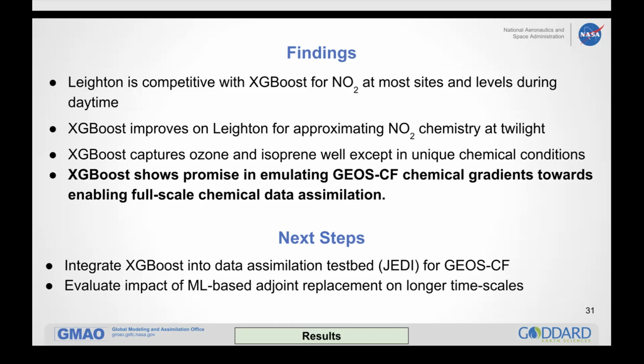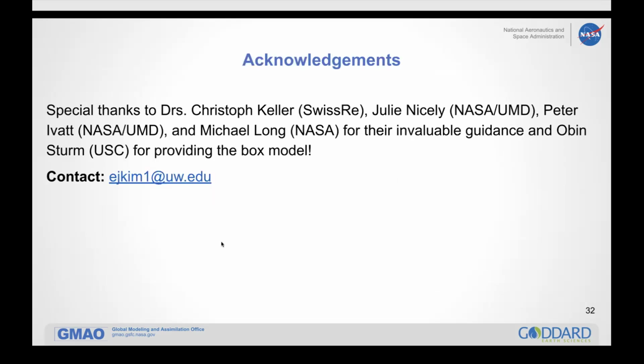And I think the two big next steps to evaluate whether this method could work in a real scenario are trying to integrate XGBoost into the data assimilation testbed JEDI that NASA has been working on for GEOS-CF, and also to evaluate the impact of approximating the adjoint on longer timescales beyond just the one time step shown here. We've found that integrating this XGBoost model into JEDI would require a lot of coding legwork, so we haven't been able to do that quite yet. But I think those are the big next steps. And that was it for results here.